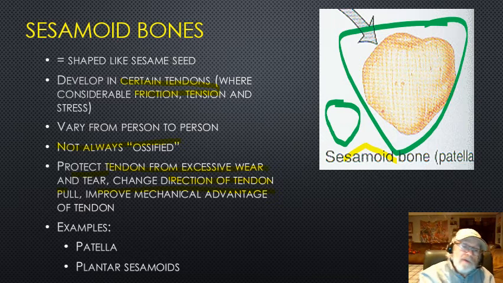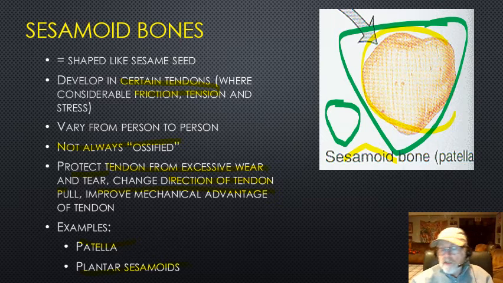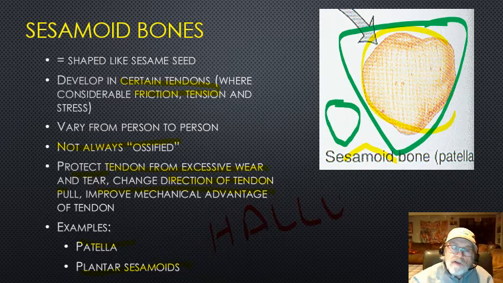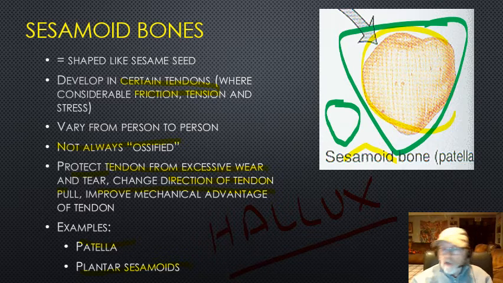Again, the examples are the patella, the kneecap, okay, up in here, and the ones underneath the big toe, or the plantar sesamoids, or they're called hallux sesamoids. The word hallux, H-A-L-L-U-X, means big toe. Okay, so if you see the hallux sesamoids or the patella, they're both sesamoid bones.